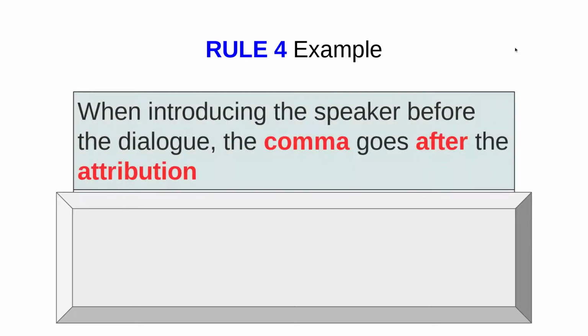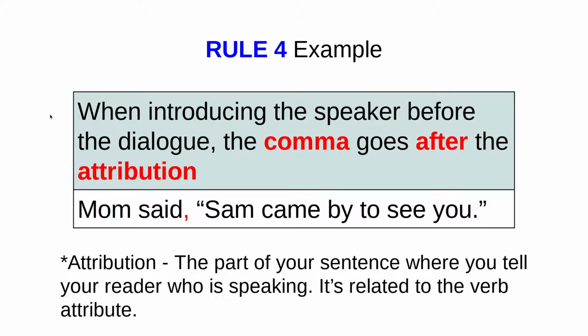All right, and then the last rule, it says when introducing the speaker before the dialogue, the comma goes after the attribution. So first, let's take a look at the example. Mom said, comma, quote, Sam came by to see you, period, end quote. The attribution is the part of your sentence where you tell the reader who is speaking. So in this case, it's mom said.